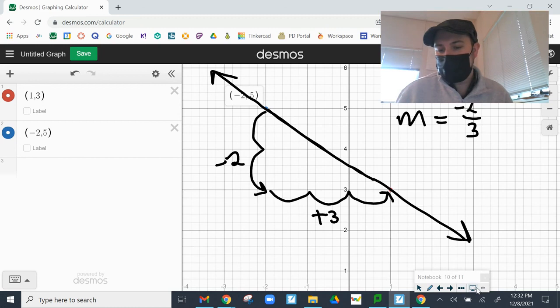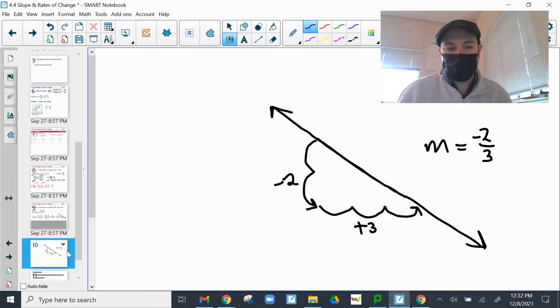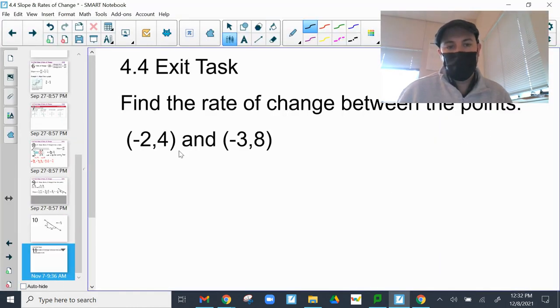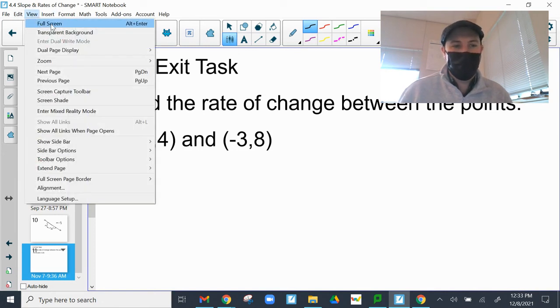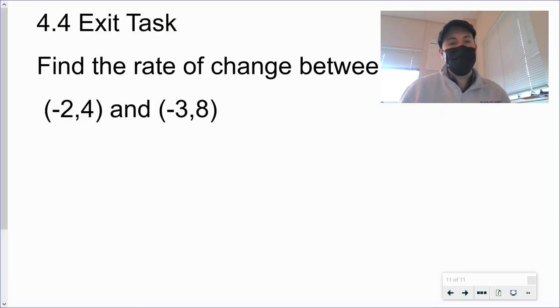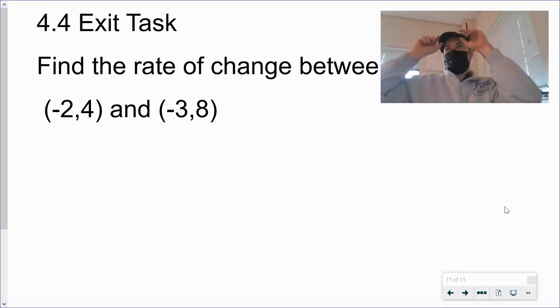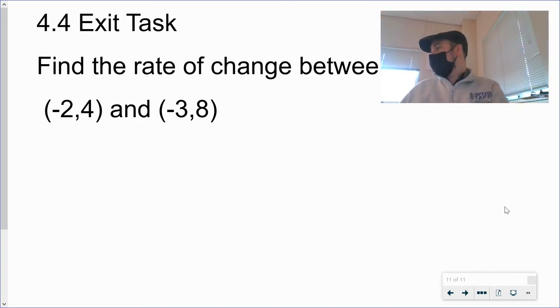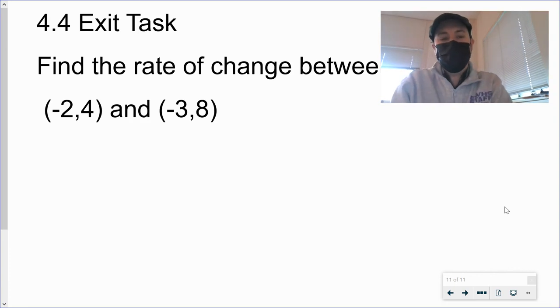All right, I think I have just one more. Oh, this was set up as an exit task. So this is something we would have all had to have done before I released you onto the assignment. For now, given the circumstances, I think we'll just do this together. Anybody object? All right, let's go ahead and do this together. I've got two different points and I want to find the slope.